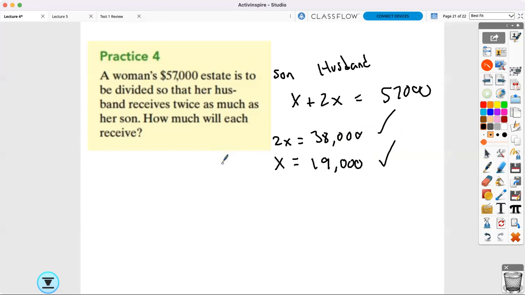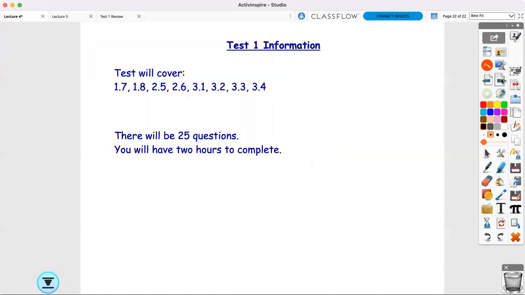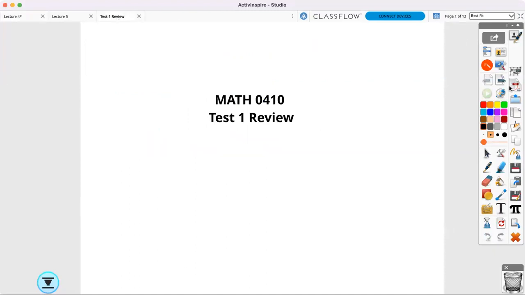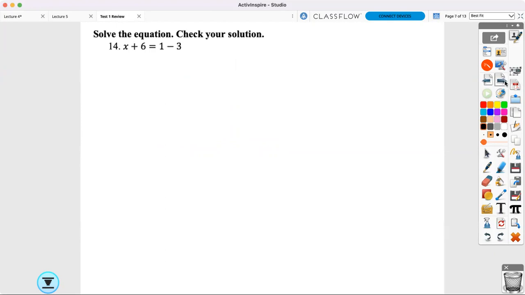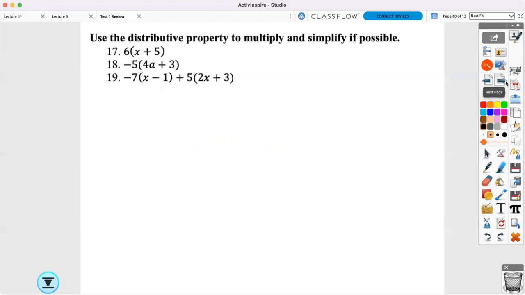All right, guys. So that is it for 3.4. It's going to cover all these sections, 8 sections. There's 25 questions. We did the review. We do have about an hour left of class time, so I would like to use the rest of the hour to finish off the review, because remember we had started it that other Monday. Did we work out 17, 18, and 19 on the review, guys?